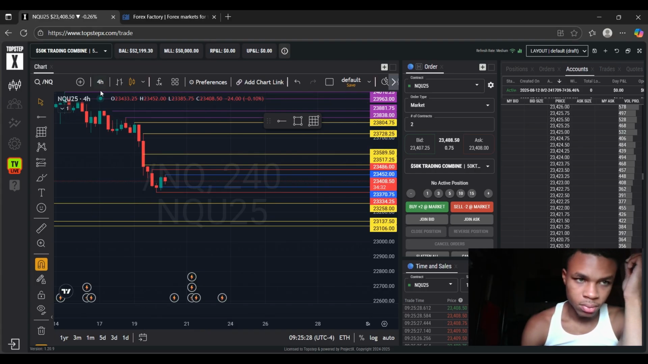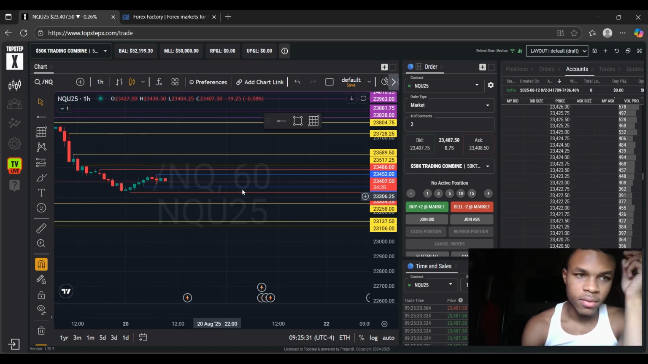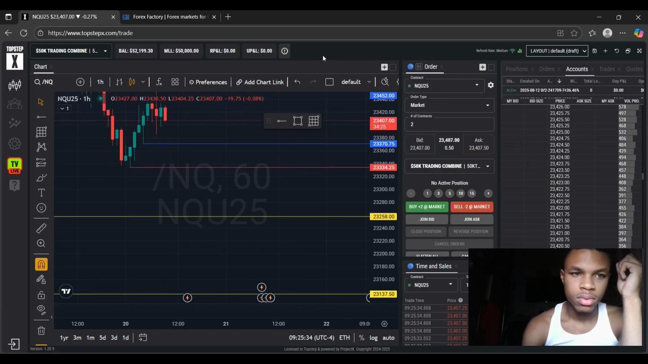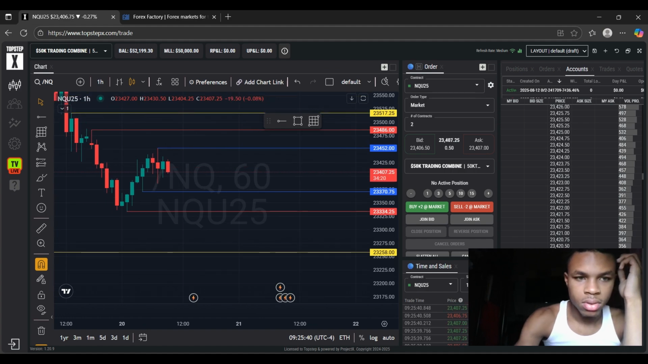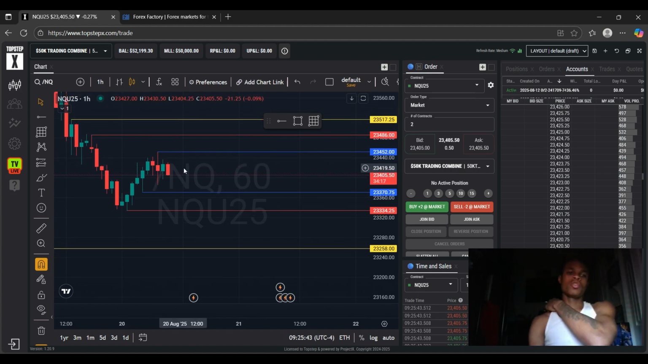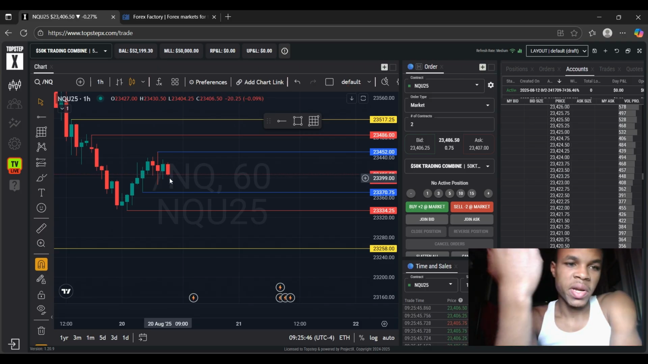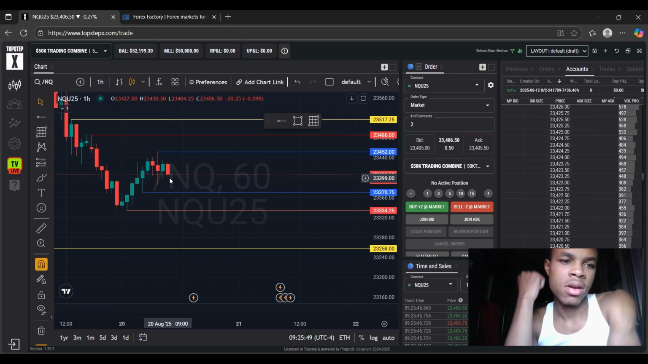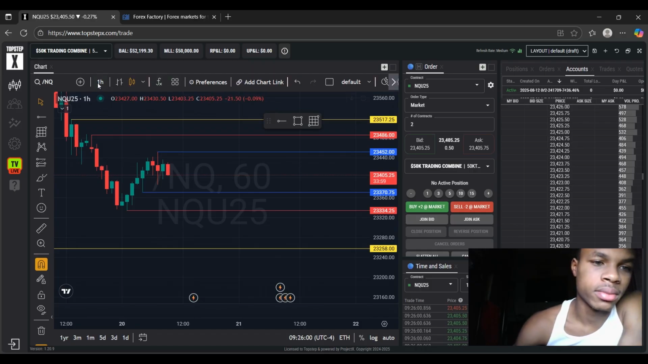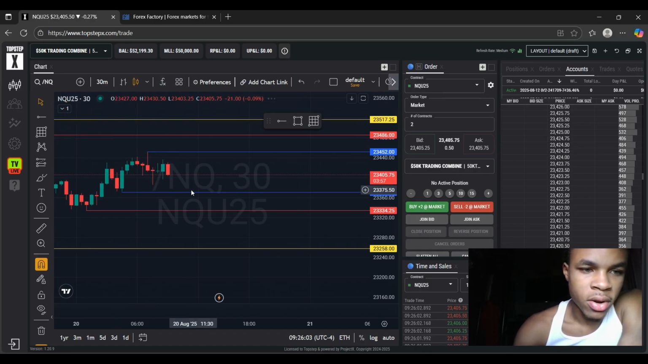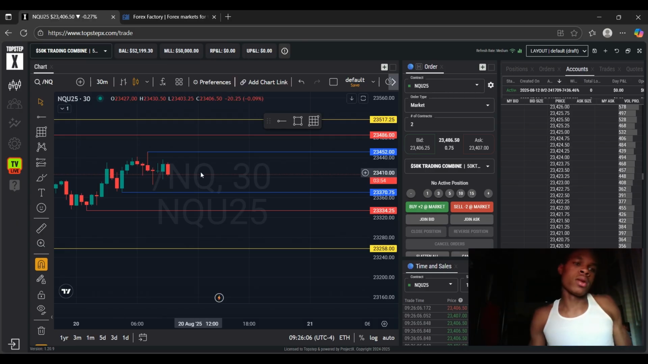On the 1 hour, we have the setup we're looking for. Yeah, if we get a closure past London lows, that would be a break of structure on the 1 hour, which is what we're looking for. So it's looking like price is starting to head that way. And then on the 30 minute, same with the 1 hour. If we get a closure past London lows, break of structure.